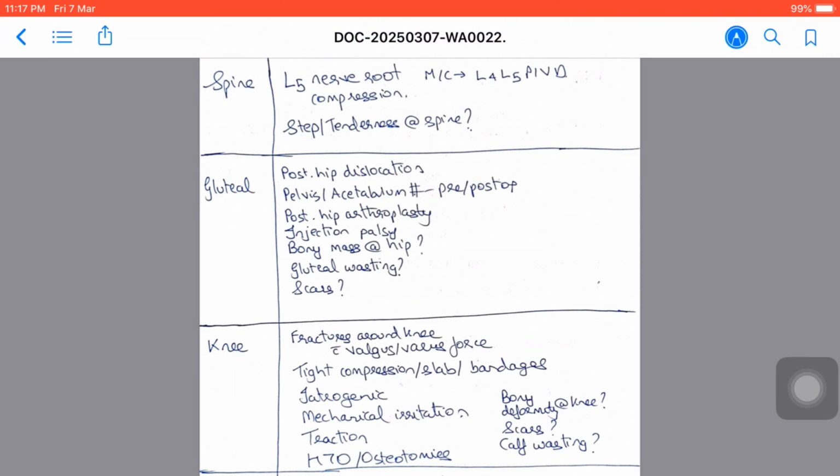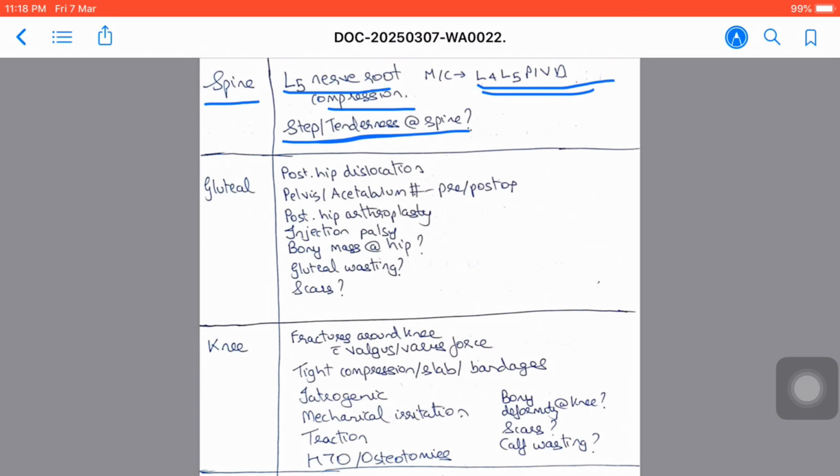If it happens at the level of the spine, when does it generally happen? When there is L5 nerve root compression. L5 nerve root compression usually causes foot drop. So the most common pathology causing this is L4, L5 prolapsed intervertebral disc. What do you look for in the patient? You look for step or tenderness at the spine. You go for a spinal examination, not going into details of that.